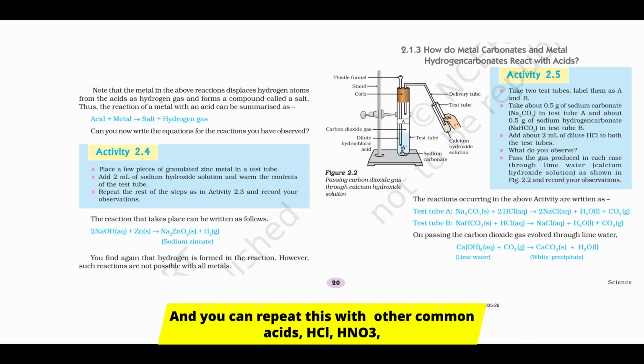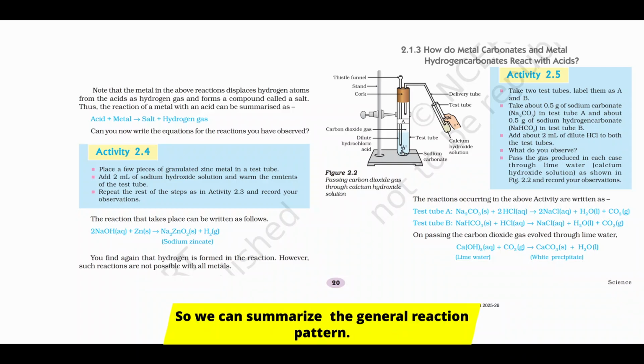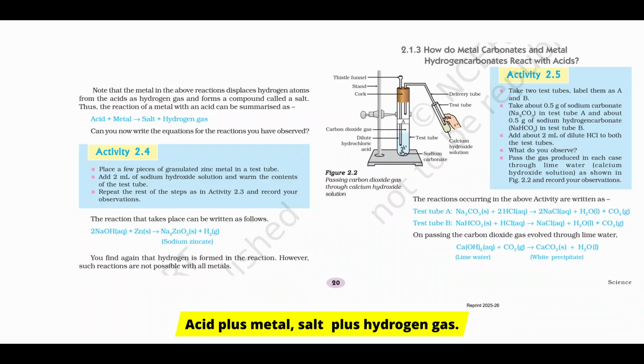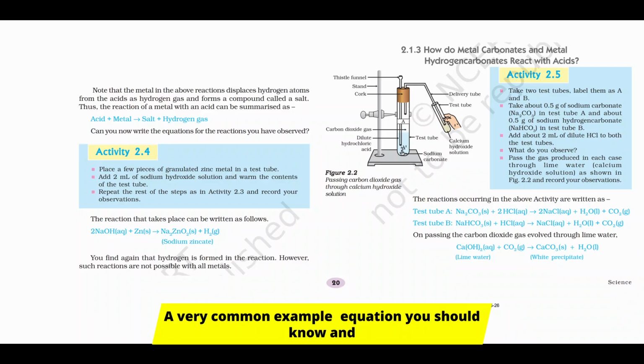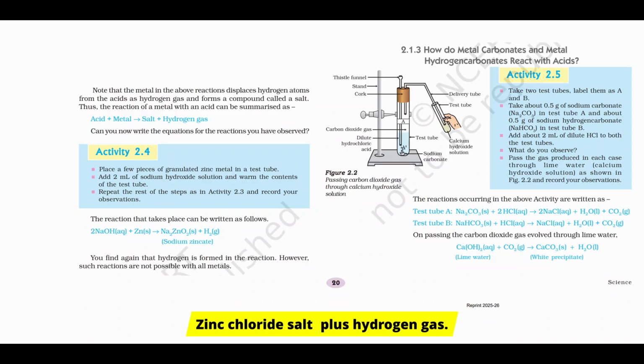And you can repeat this with other common acids, HCl, HNO3, even acetic acid, CH3COOH. Generally, you'll see the same result: hydrogen gas evolution. So we can summarize the general reaction pattern. Acid plus metal gives salt plus hydrogen gas. A very common example equation you should know and be able to balance is 2HCl plus Zn gives ZnCl2(aq) plus H2(g). Zinc chloride salt plus hydrogen gas.